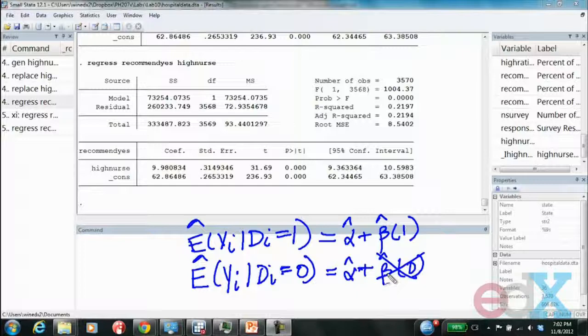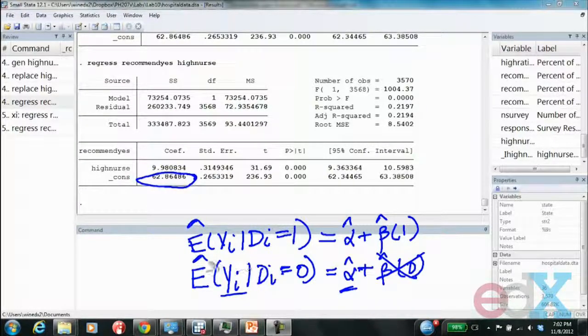And this now makes the interpretation of these parameters relatively straightforward. So alpha hat is the expected value of yi when di equals 0, or in more meaningful terms, it's the estimated average percent of patients who always recommend a hospital when less than 75% of the patients say that nurses always communicated well. This value is equal to 62.9%, or it's equal to alpha.